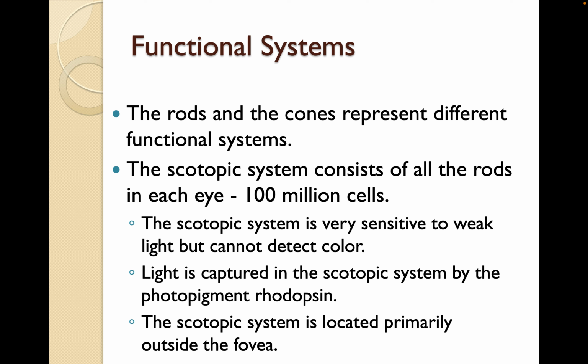The rods and cones represent different functional systems. The scotopic system consists of all the rods in each eye, about 100 million cells. Those are the ones that see light. The scotopic system is very sensitive to weak light but cannot detect color. Light is captured in the scotopic system by the photopigment rhodopsin. The scotopic system is located primarily outside the fovea. The fovea, if you remember, is a concentration of cones.